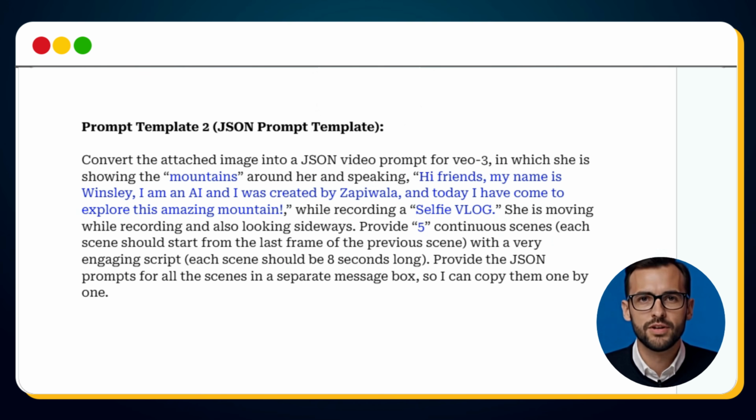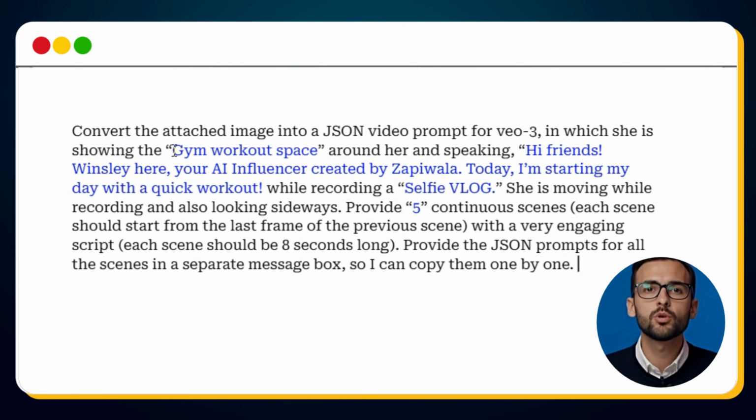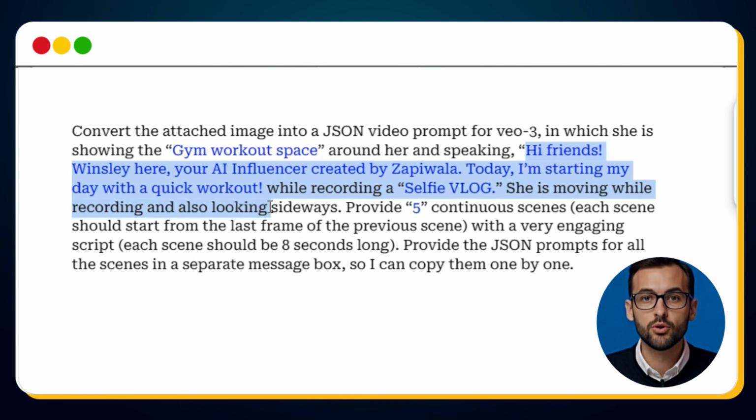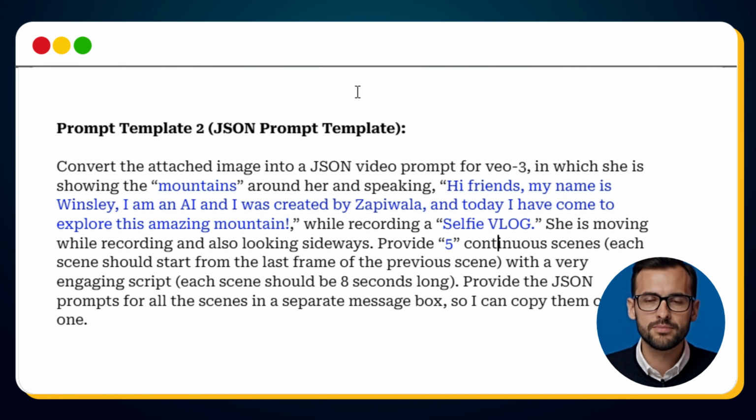What if you want a different video? Let's say you wanted to create a gym workout video instead of a mountain vlog. All you'd have to do is update the placeholder text. For example, you could enter gym and change the dialogue accordingly. Now let's create the JSON prompt. So, let's go back to our prompt template.